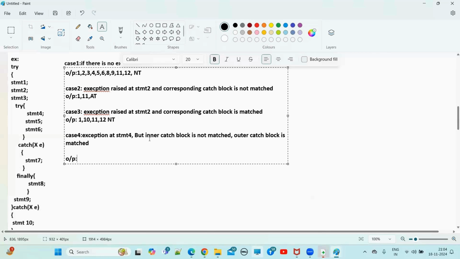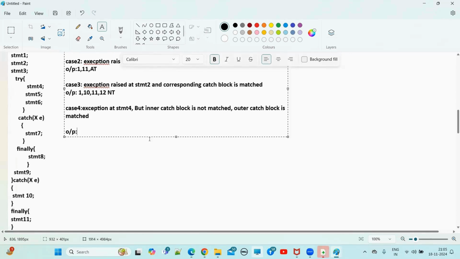See, first let's say in statement 4 there is an exception. So if there is an exception in statement 4, first of all it will verify within the inner catch block: do we have exception handling logic or not? If you don't have any exception handling logic, what will happen? The issue is again in the try block only, right? So now the outer catch block it will look. The outer catch block it will check: do we have any exception handling or not? So here I'm mentioning exception at statement 4, but inner catch block is not matched. Outer catch block is matched.